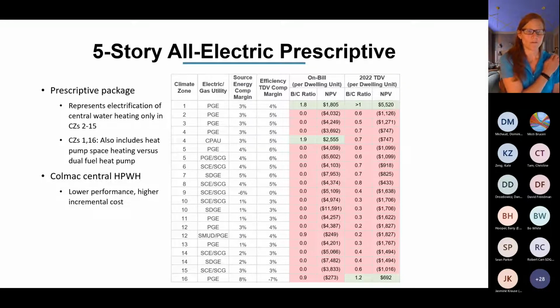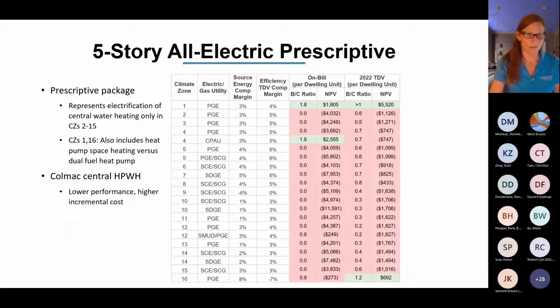So one of the things we are still looking into is if there are other strategies that make sense, that still are feasible and reasonable for a project to design for this 5-story building, which might improve cost effectiveness.